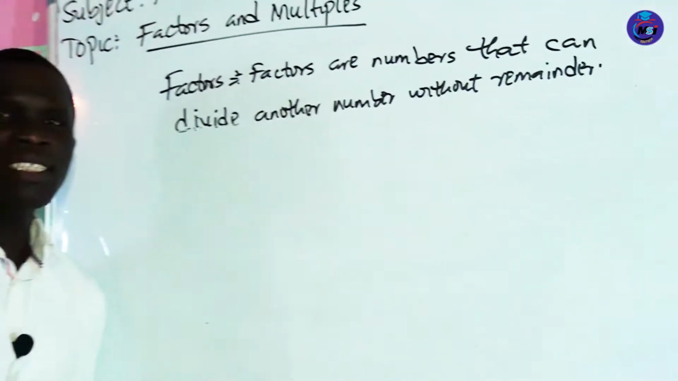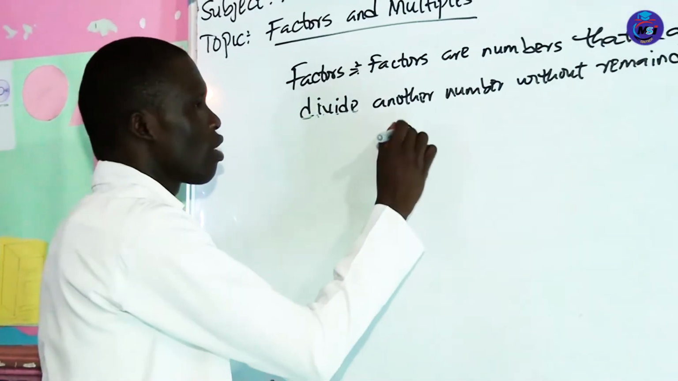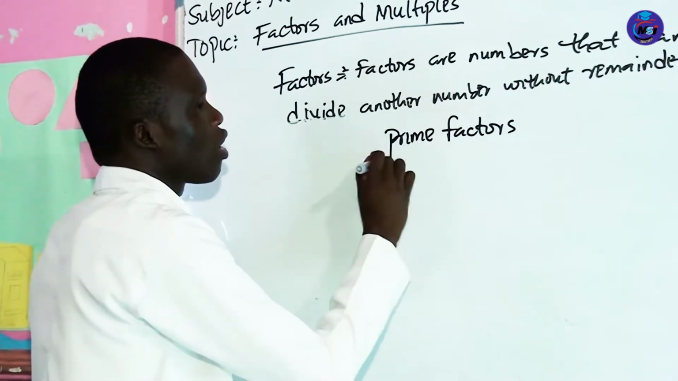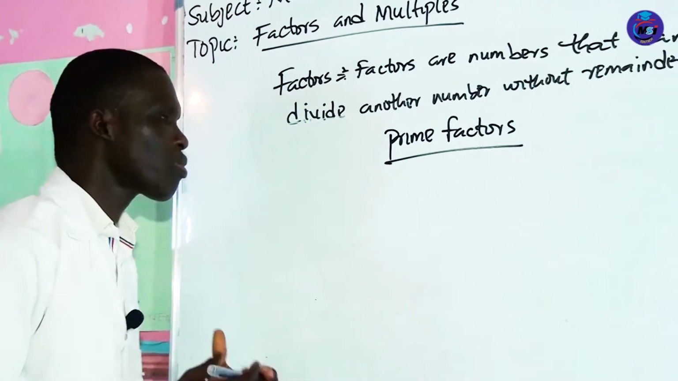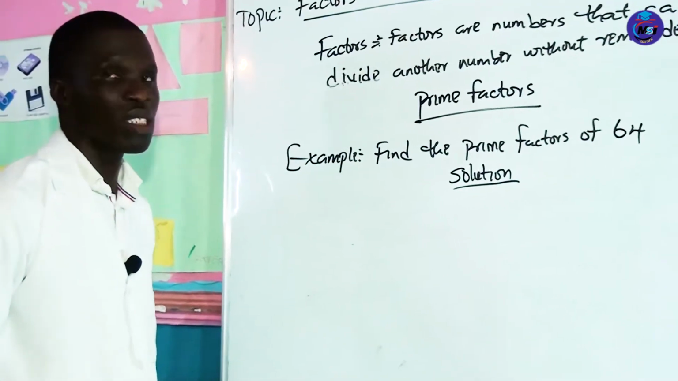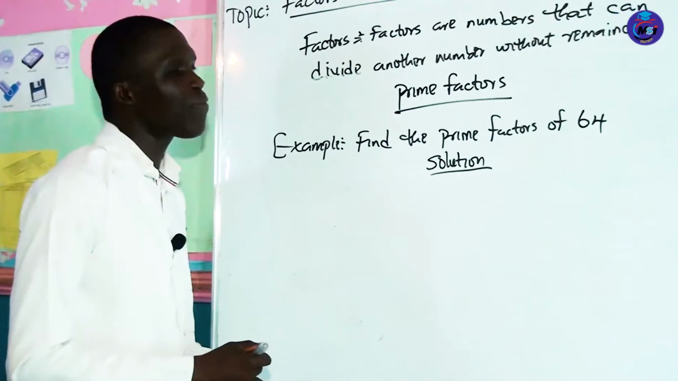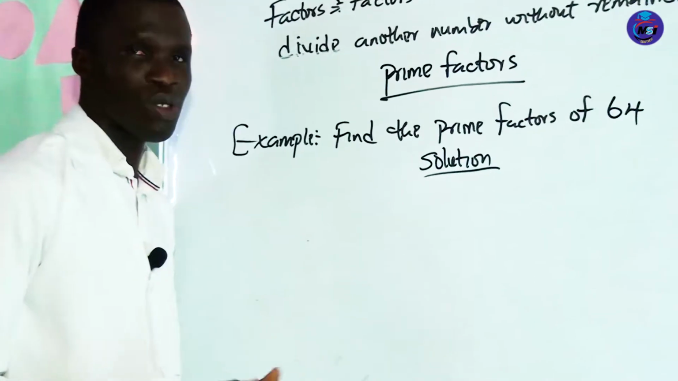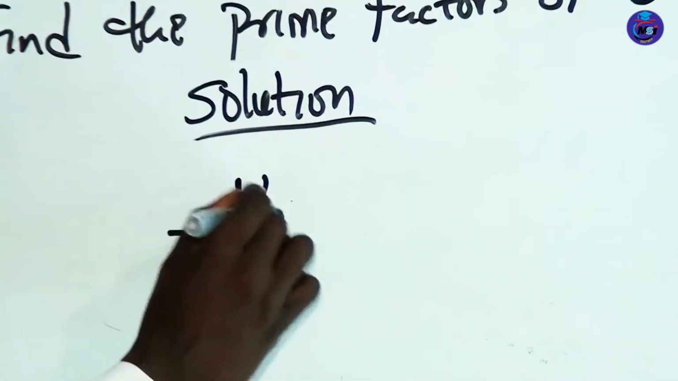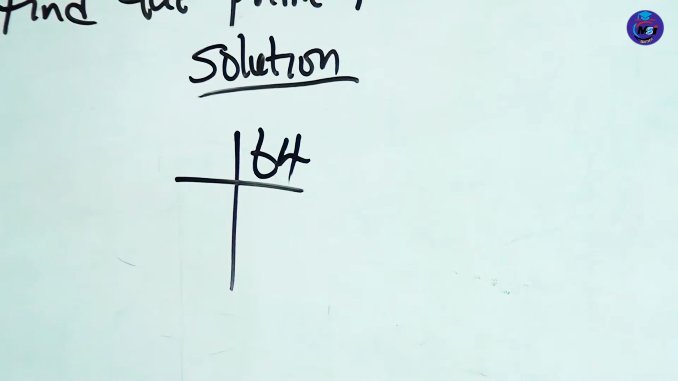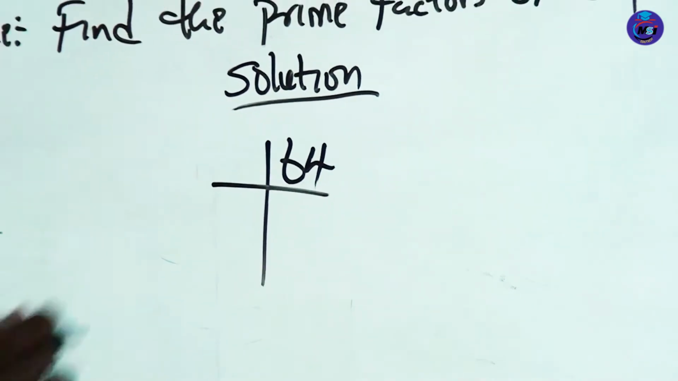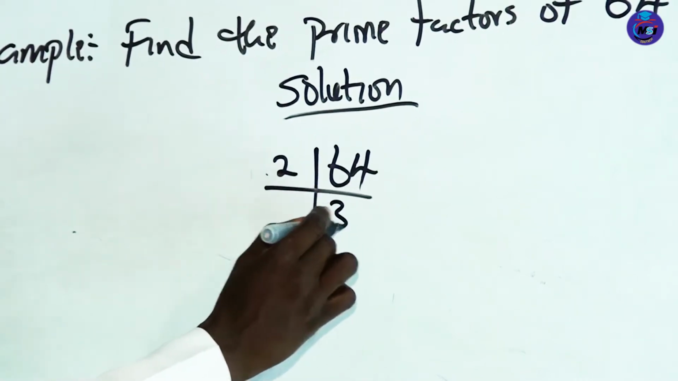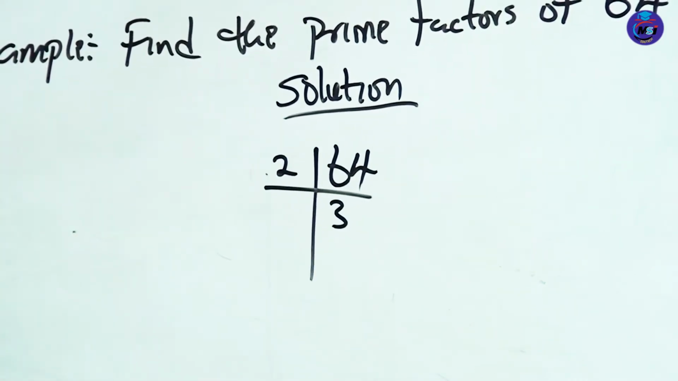Now we are looking at prime factors. Okay. We want to find prime factors of numbers. Example, find the prime factors of 64. What are we going to do? Let's solve it together. 64. You think of number that can divide 64 without remainder. That is 2. 2 in 6 will give us 3. 2 in 4 will give us 2.